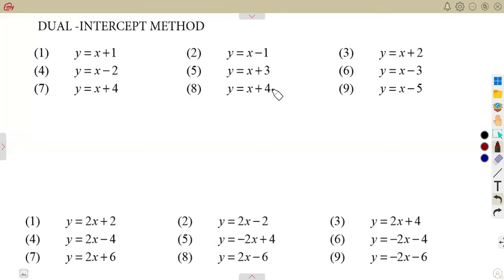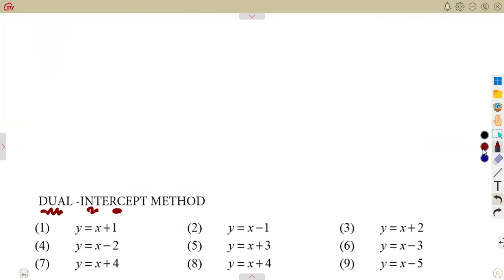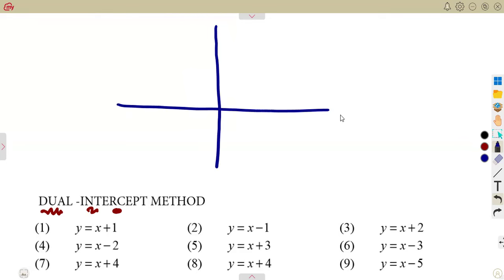So in this class, we are going to consider our straight line graphs again, but working with another method in drawing or sketching this straight line, which is the dual intercept method. So you wonder, what is it that we are considering on this dual intercept? What is it about the intercept that is now to be used as a method to draw or to sketch a straight line?